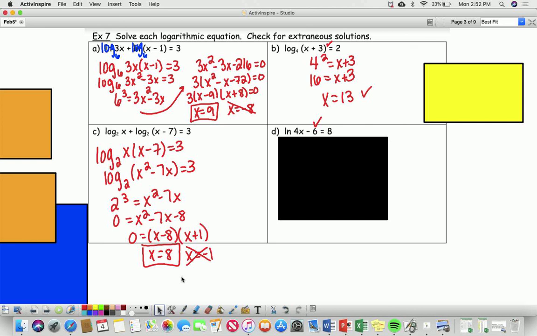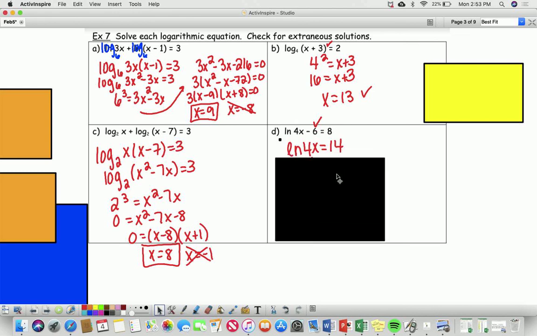Okay, part D, I have natural log. So I want to get that by itself though, because this 6 is out here. Like notice how we didn't have any other ones like that? Get it so that this way you only have logs or natural logs together. So add the 6. So ln 4x equals 14.